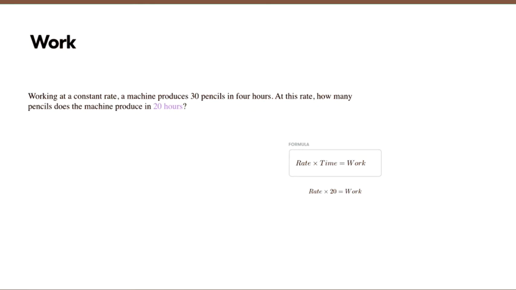So to determine the machine's total work, we need to determine the machine's rate. To determine the machine's rate, we'll use the formula rate equals work divided by time. Okay, so to fill this in, we know the machine produces 30 pencils, so we could put its work as 30 pencils. And we know that it does this in 4 hours, so we can input 4 for its time. The rate of the machine is therefore 30 pencils divided by 4 hours. Now that we know the machine's rate, we can substitute this rate back into the work formula and arrive at 30 over 4 times 20 equals 150.